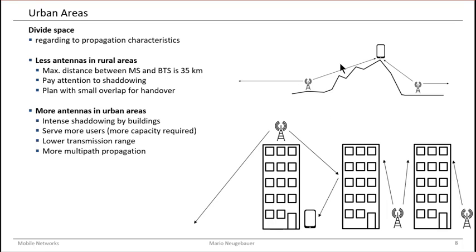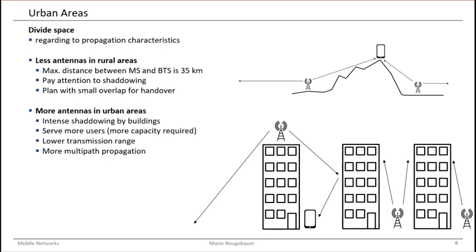In the urban area, you need to serve significantly more users than in the rural area. And this, of course, leads to shorter distances between the antennas, because you can only serve a certain number of users in the range of one antenna. We will see in a minute how we can roughly calculate that.